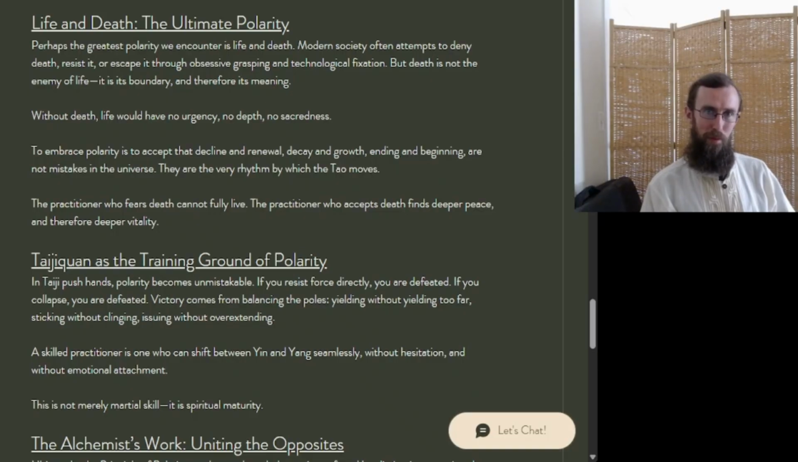Death is not the enemy of life. It is its boundary, and therefore its meaning. Without death, life would have no urgency, no depth, no sacredness. To embrace polarity is to accept that decline and renewal, decay and growth, ending and beginning are not mistakes in the universe. They are the very rhythm by which the Tao moves. The practitioner who fears death cannot fully live. The practitioner who accepts death finds deeper peace and therefore deeper vitality.